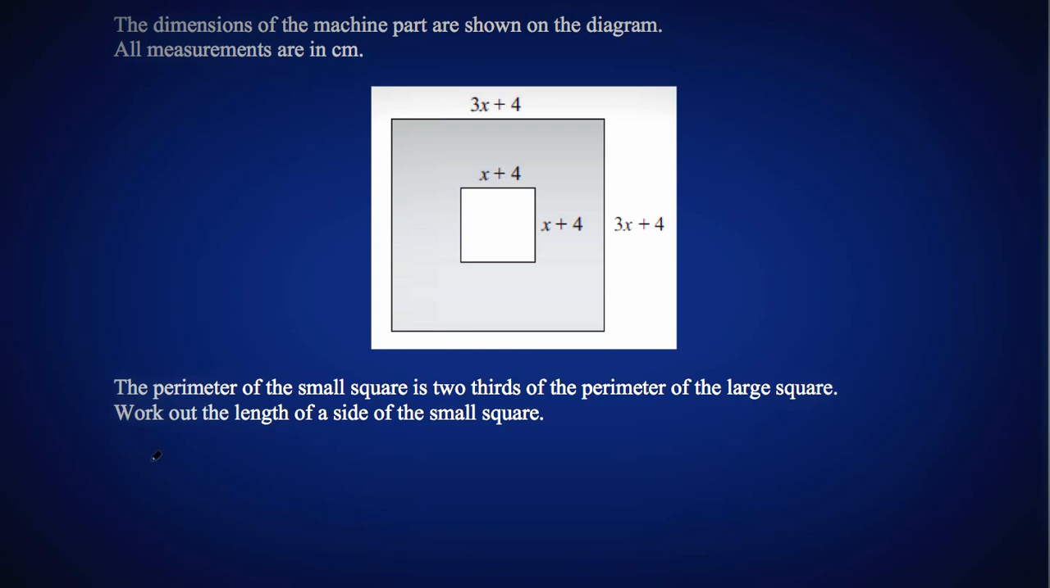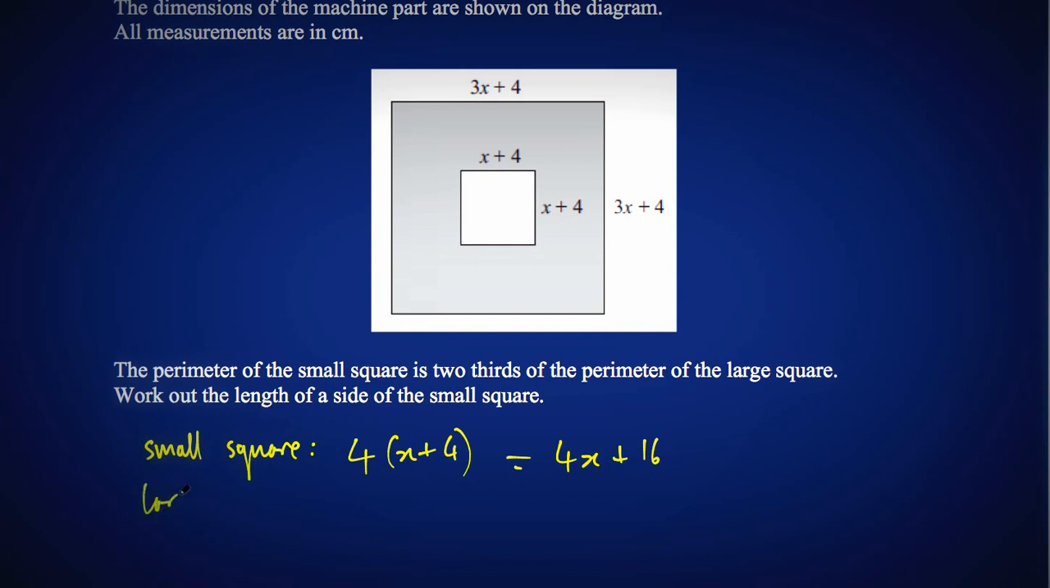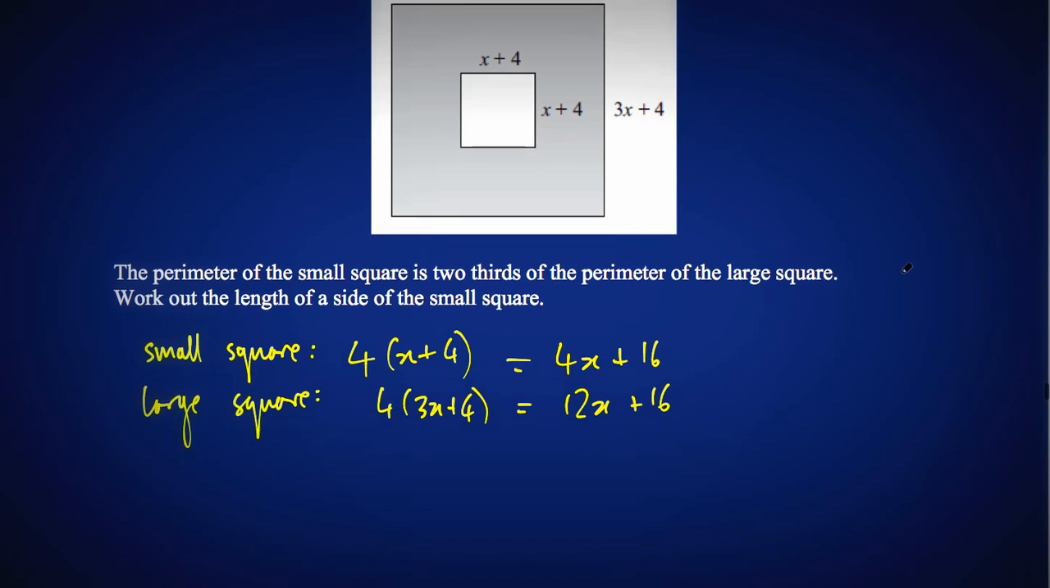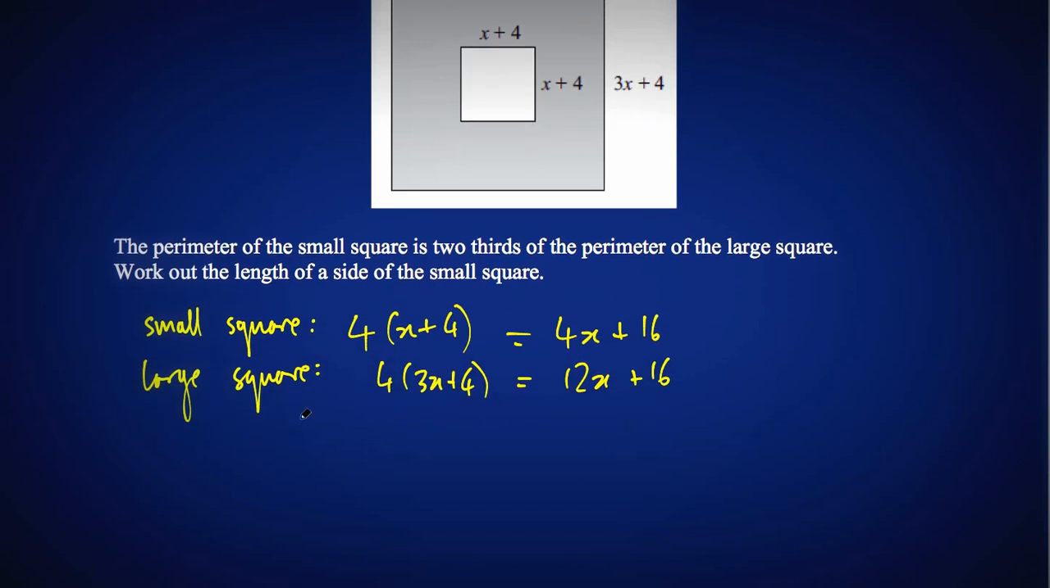So perimeter of small square. Again, I'm going to use words to label each part of my working. Small square is 4 lots of x plus 4. Each of those sides being x plus 4, so that expands to 4x plus 16. Large square is 4 lots of 3x plus 4, which is 12x plus 16. And we're told that the perimeter of the small square is 2/3 of the perimeter of the large square. So this is the more complicated bit to set up.